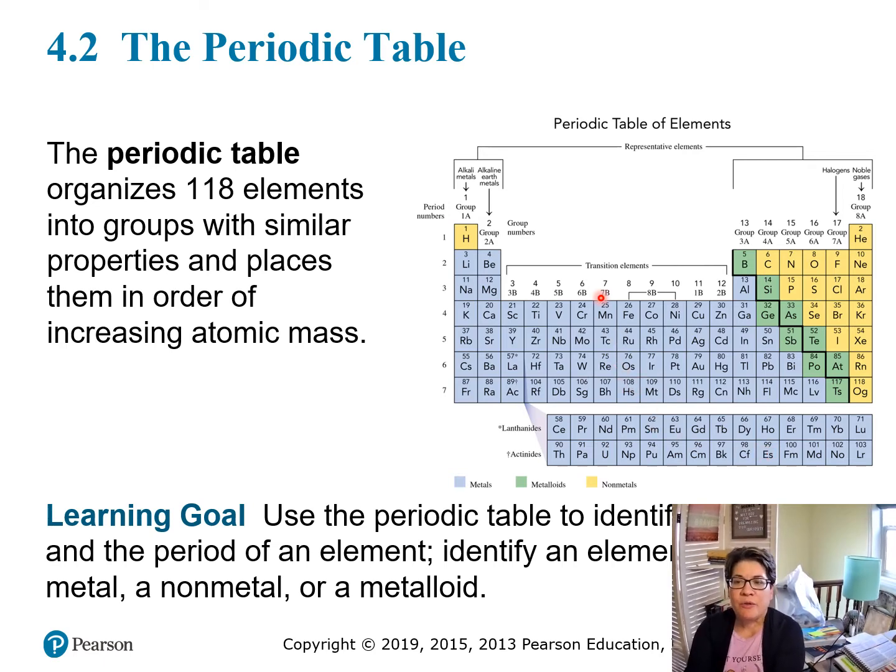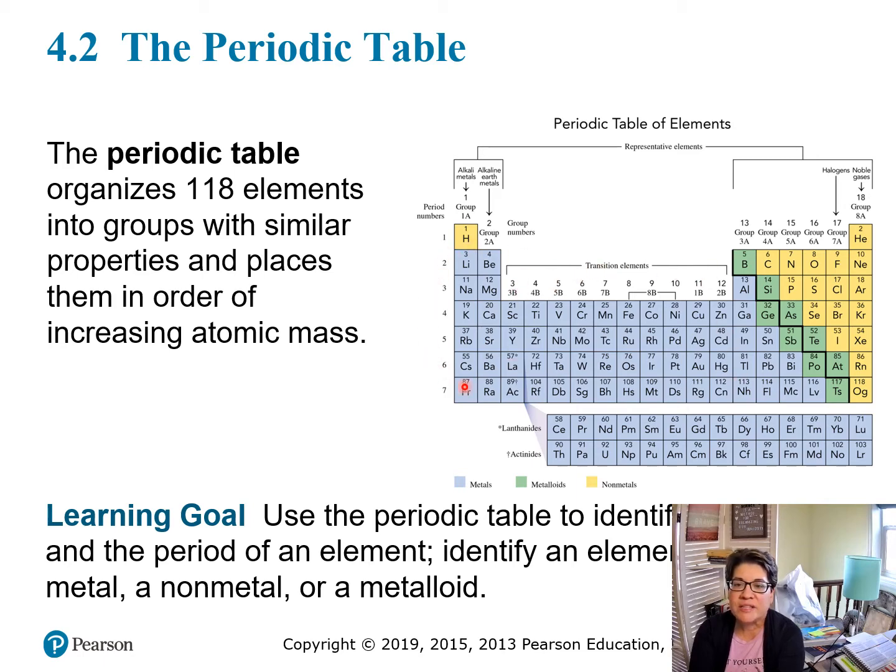Notice also in this table that the blue ones are all metals, the green ones are metalloids, and the yellow ones are nonmetals. And then over here we have hydrogen. They also have labels like alkali metals, alkaline earth metals, halogens, noble gases, and different group names. These are the transition elements.